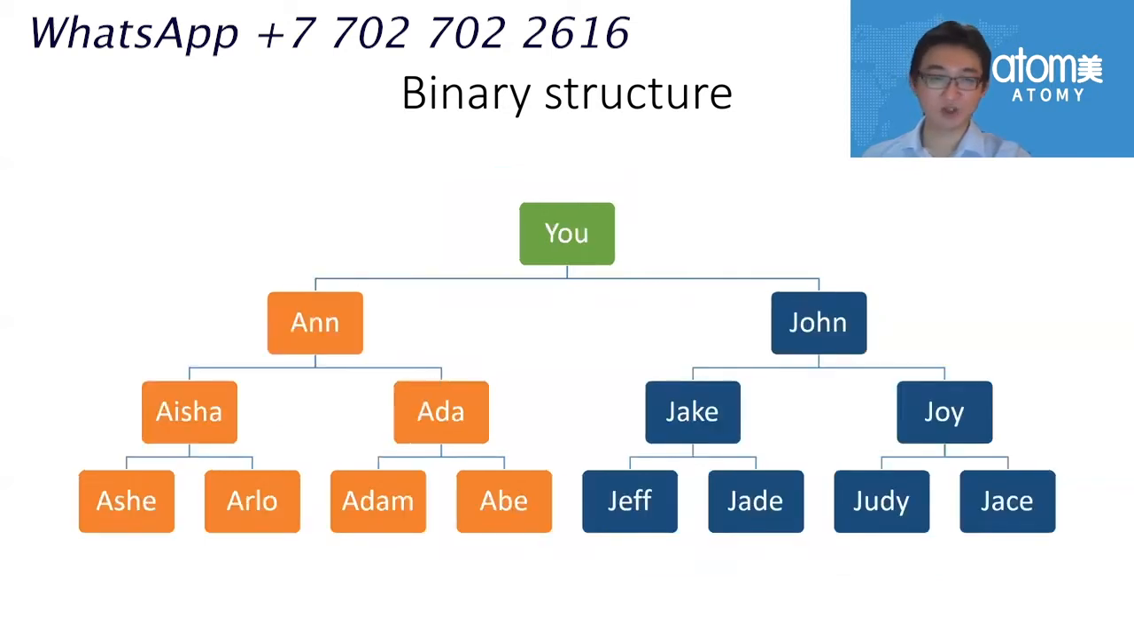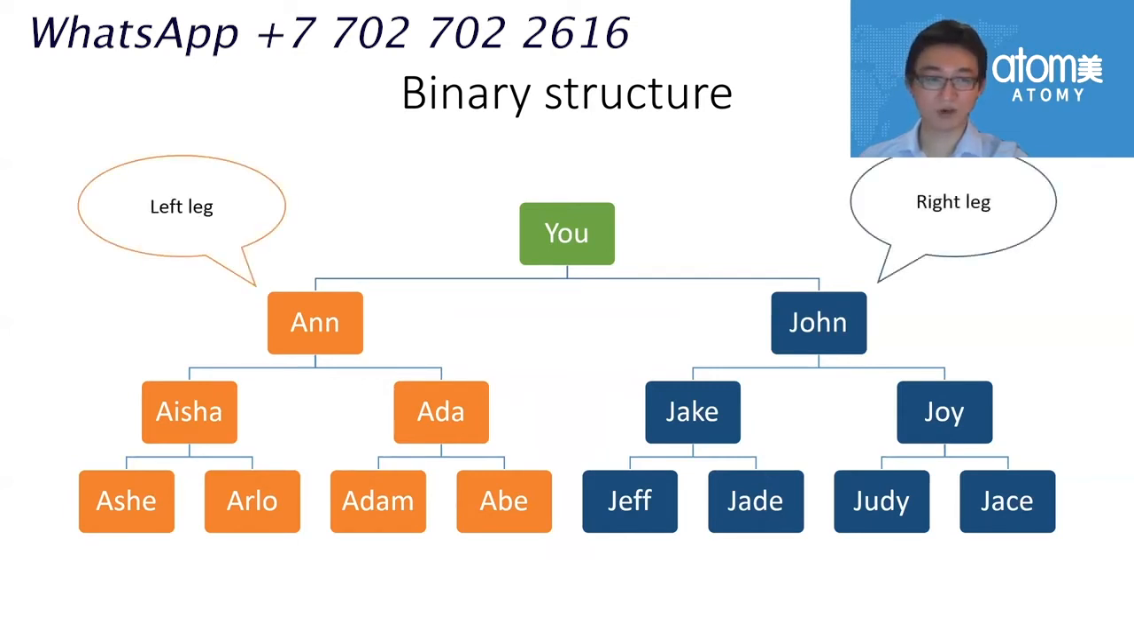So this way, your structure can go in depth indefinitely. There are no limits. You can register all the people in the world and you still continue registering people. So that way, your left leg and the right leg are formed. All the partners on your left side are considered your left leg partners, and all the partners on the right side, your right leg partners.